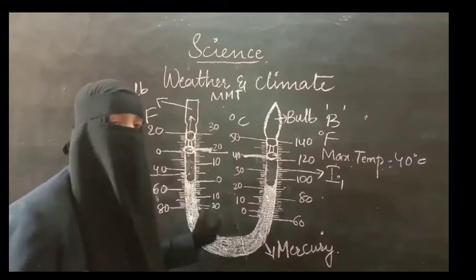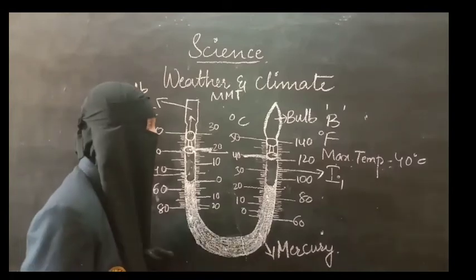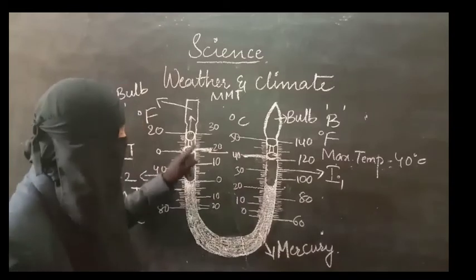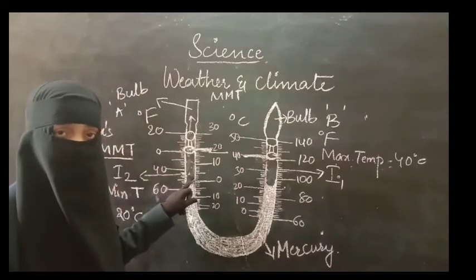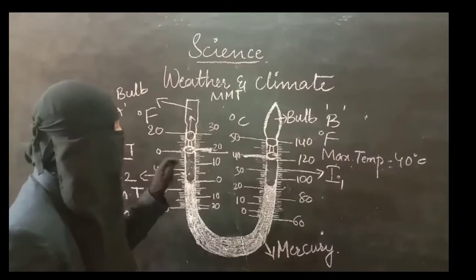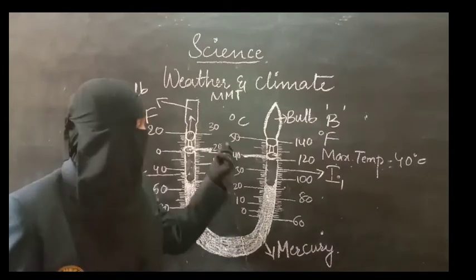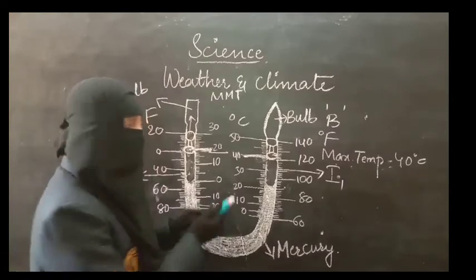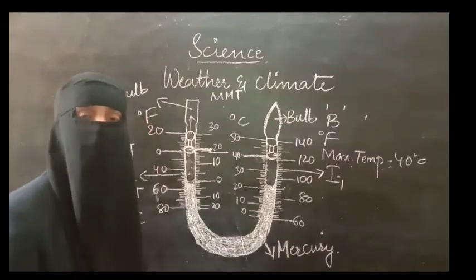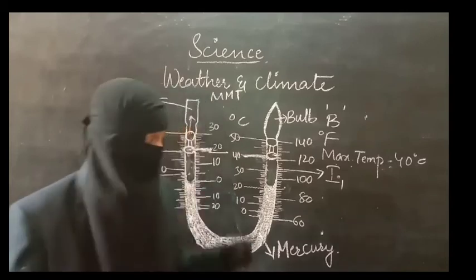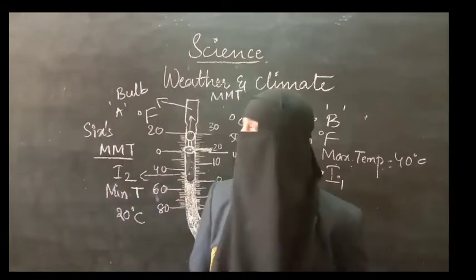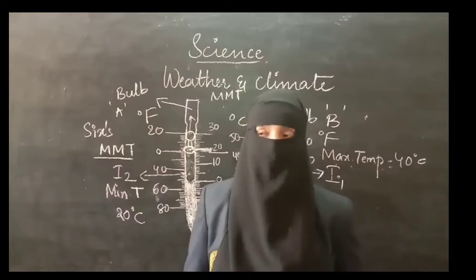So to bring them back to their original positions, they will use magnets. Magnets are used to bring indicator one and indicator two to their original positions. And if not magnets, then a button will be fitted here, and if they click that button, then these indicators will come back to their original positions.